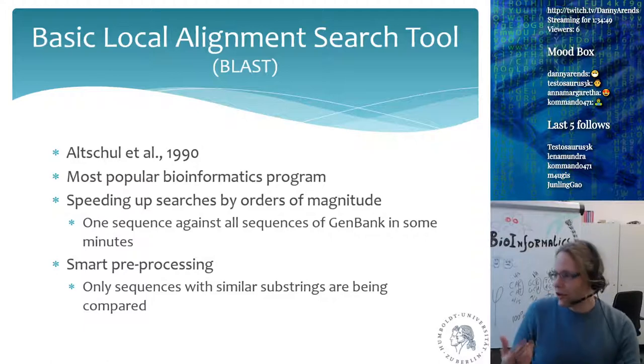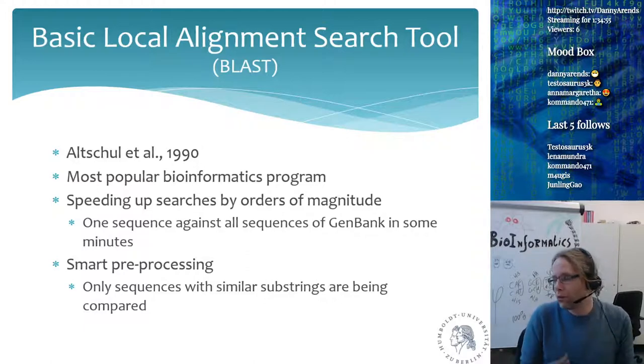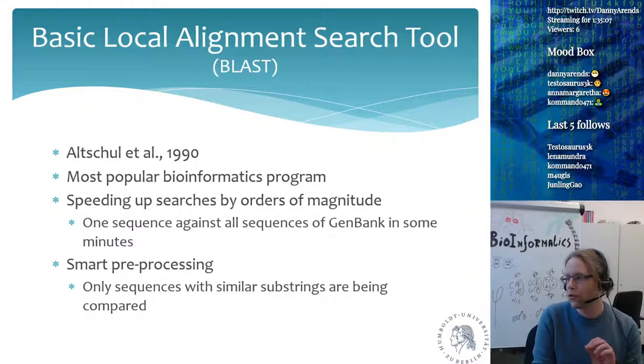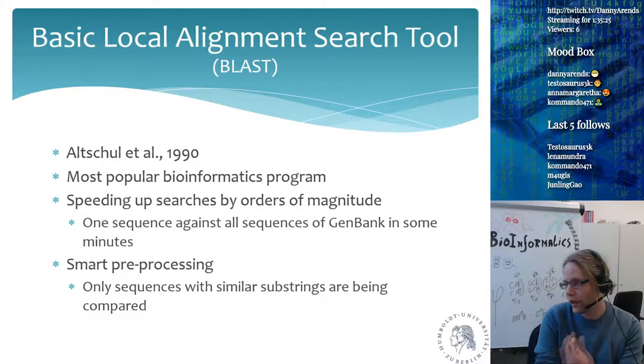All right, so I told you that the Smith-Waterman algorithm is very good and finds the optimal alignment, but it is computationally really, really expensive, and you don't want to do that. So nowadays we almost always use the BLAST tool, which is called Basic Local Alignment Search Tool. The BLAST tool only works for local alignment. So when you have, for example, a genome sequence and a small sequence that you want to find in the genome sequence. It was invented by Altschul et al., published in 1990, and it is the most popular bioinformatics program in the world, because alignments are more or less the key to bioinformatics, and BLAST is nowadays the most used tool.